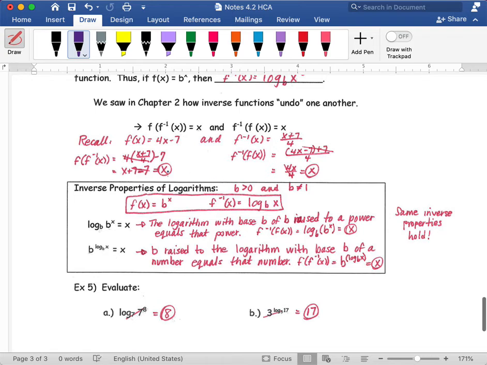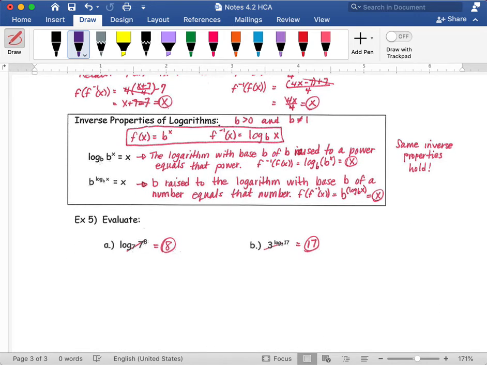So I just did a little recollection here. If we recall, f of x is 4x minus 7, and the inverse, when we went through that process of replacing the f of x with y, switching the x and the y, and solving it, we would end up with this function right here. And if we found f of f inverse, that equaled x, and f inverse of f, that also equaled x. So that verified that those two functions were inverses of one another.